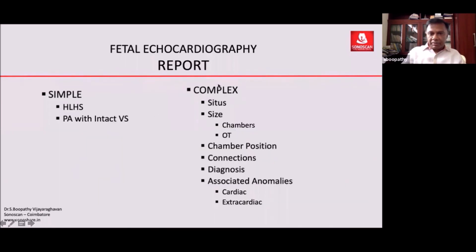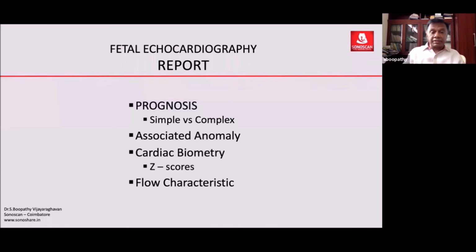But if it is a complex anomaly, you have to describe all the observations like situs, the size of the chambers, outflow tracts, the chamber position, the various connections of the anomaly you have seen, and the prognosis is dependent on whether it is a simple anomaly versus a complex anomaly. Naturally, it's the technique and overview of the fetal echo and the pattern of reporting.